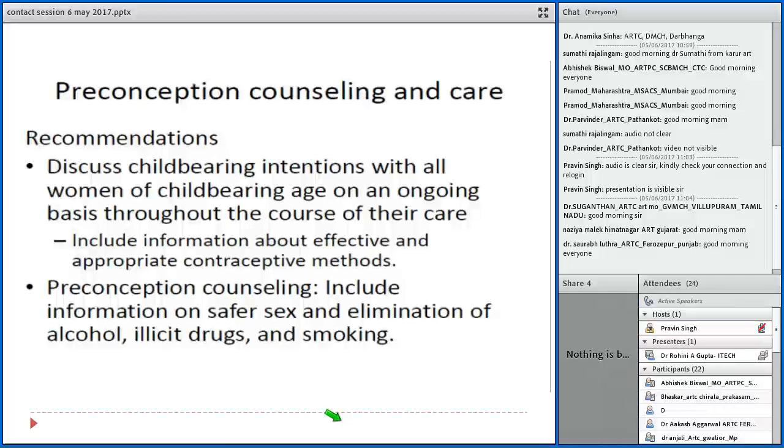What are the recommendations? We must discuss childbearing intentions with all women of childbearing age on an ongoing basis. That is, every contact period we must discuss this. Then what should we discuss? We should discuss what the contraceptive methods are. Preconception counseling includes information on safer sex, condom usage, and elimination of alcohol, illicit drugs, and smoking.